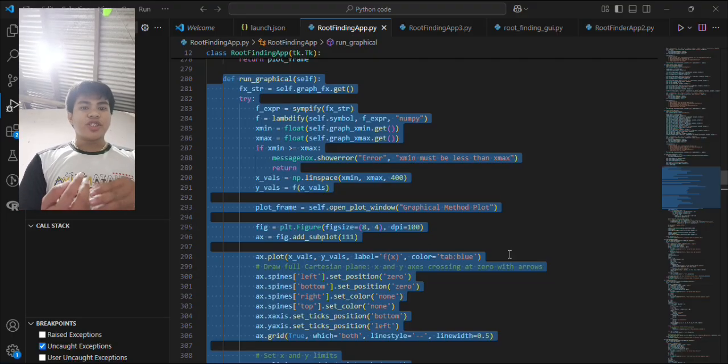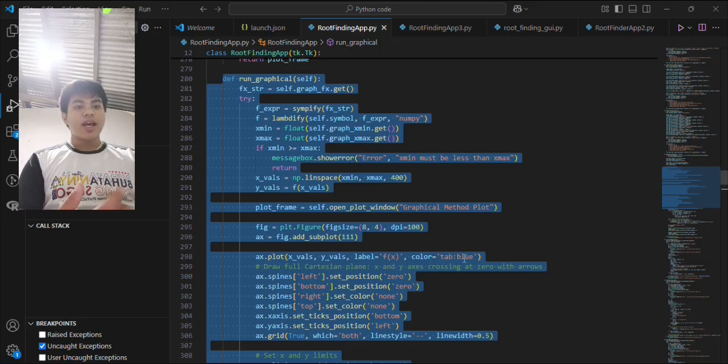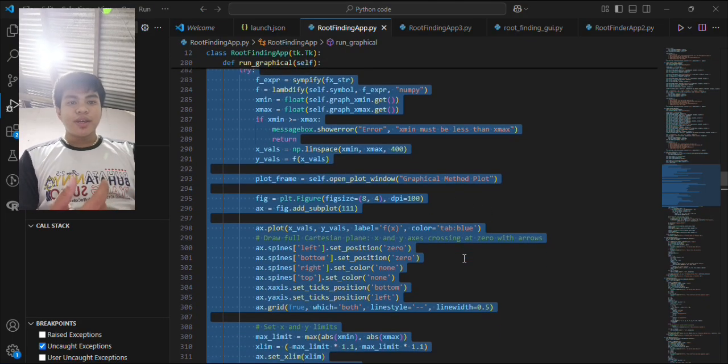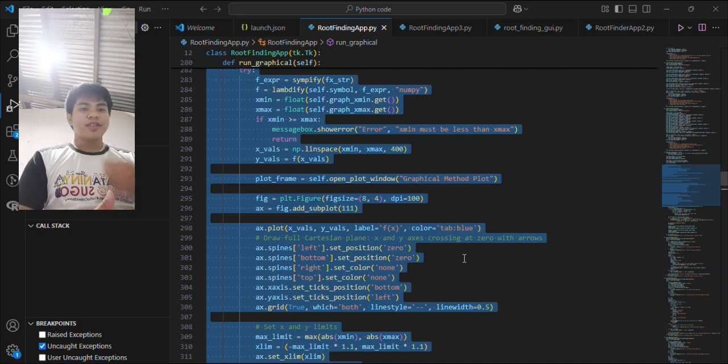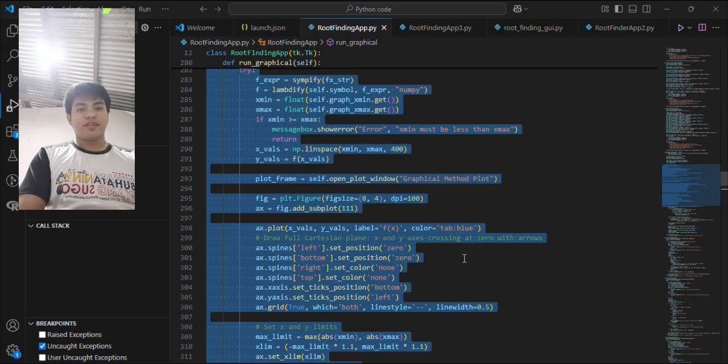Step 2. Get the plotting range. Lower and upper bounds are retrieved from the GUI inputs. If xl is greater than or equal to xu, it shows an error. Step 3. Plot function. The plot function is called with the parsed function and the interval. This method handles generating the matplotlib plot with axis and grid.